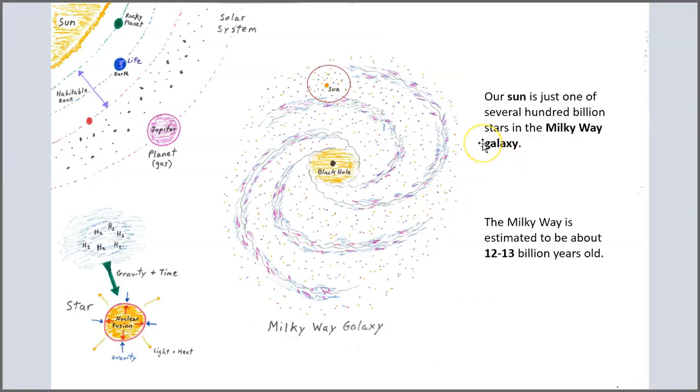Now, our sun is just one of several hundred billion stars in the Milky Way galaxy. All these little spots would be stars. And the stars are orbiting the core of the galaxy.